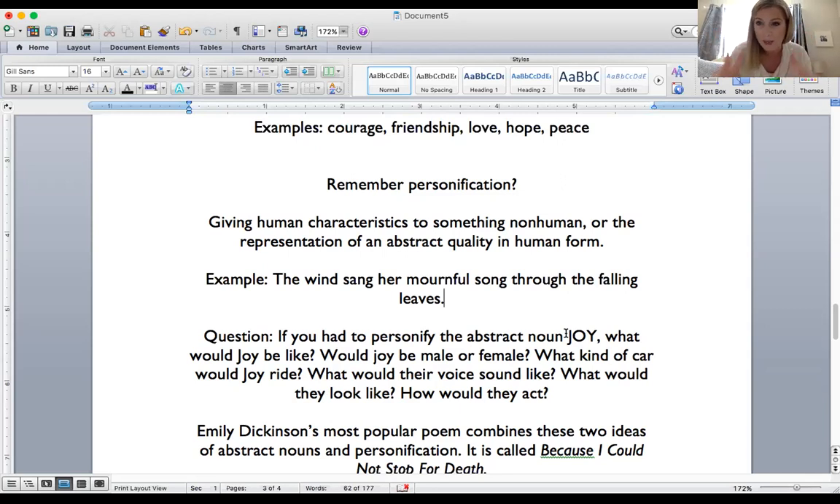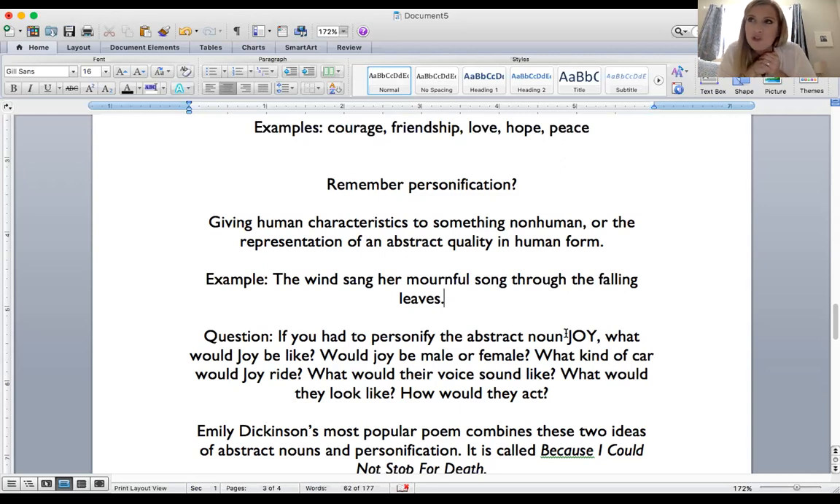So if joy was a person or had human qualities, would joy be male or female? What kind of car would joy ride? What would their voice sound like? What would they look like? And how would they act?